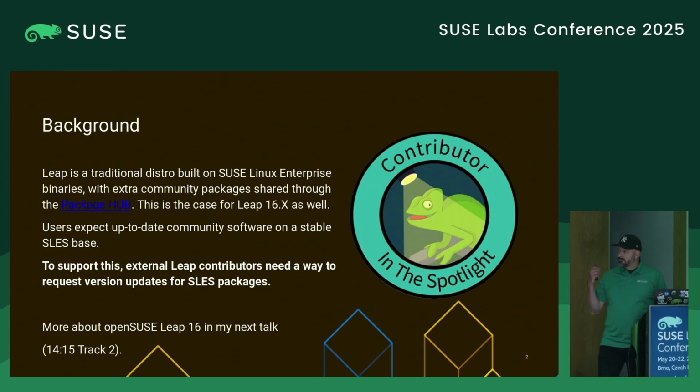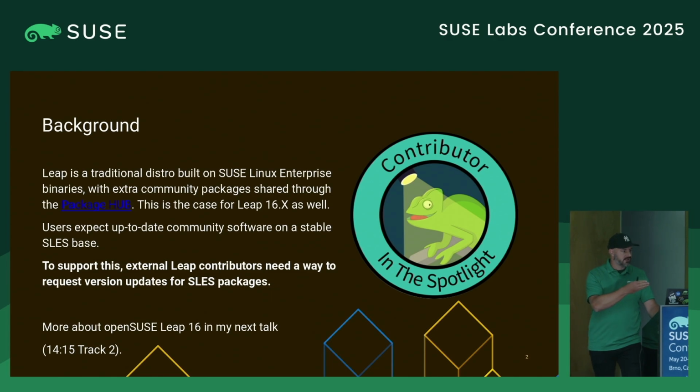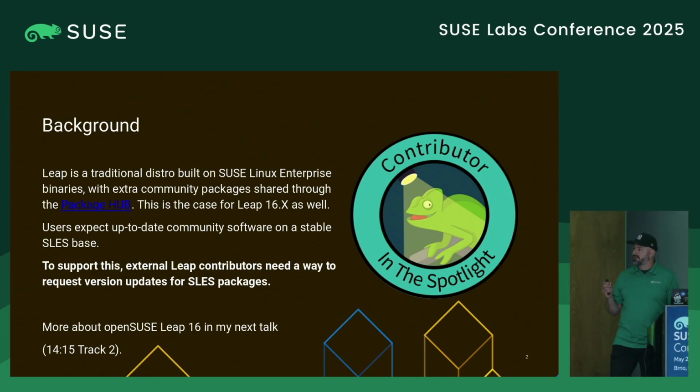So as I said, we need to be able to update. We are still based on SLES binaries. That didn't change. We adopted this model thanks to Matthias around Leap 15.2 as part of closing the Leap gap. 16 is still the case, just in case you would be interested. And our goal is to provide an ideal mix of community packages with the stable SLES core.